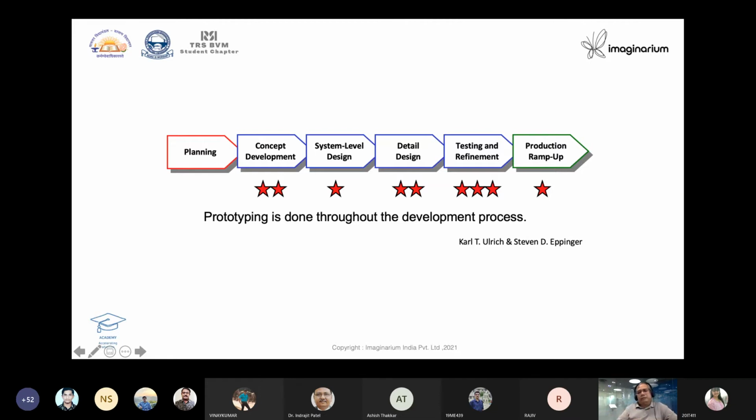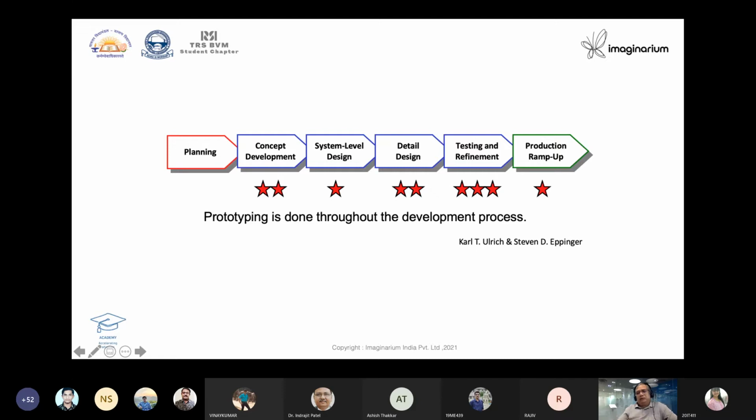There also sometimes people do use prototypes. Detailed design. Sometimes in detailed design also people want to check out a particular feature, how a gear works, how a cam works, how a locking works. So they may do a prototype of a particular part for the detailing.